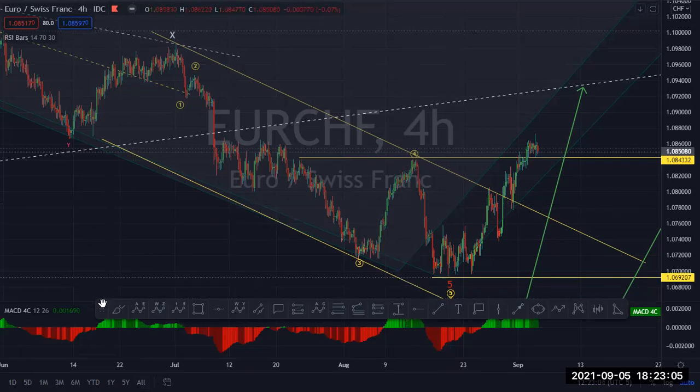On the 4 hours chart, you can see that the channel has been broken. This level is again taken out. So I think the buying will continue. Even if you see the price coming down, I don't have a selling option on this pair.